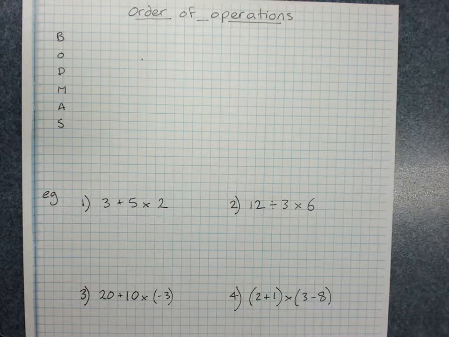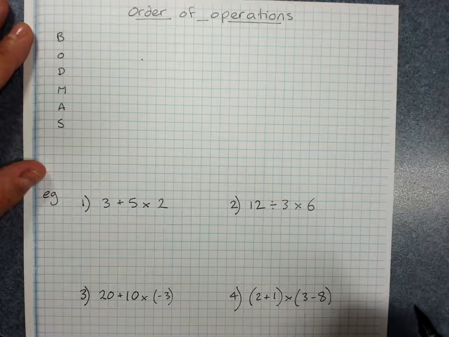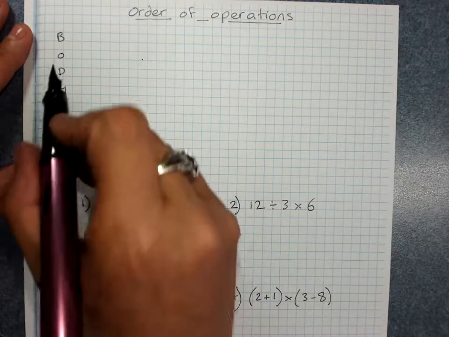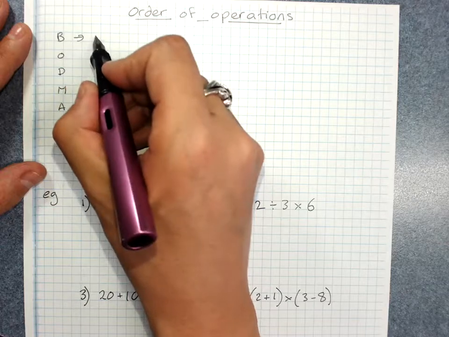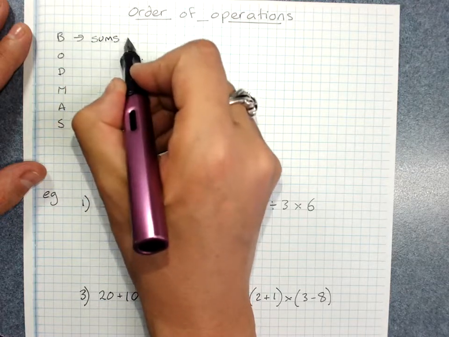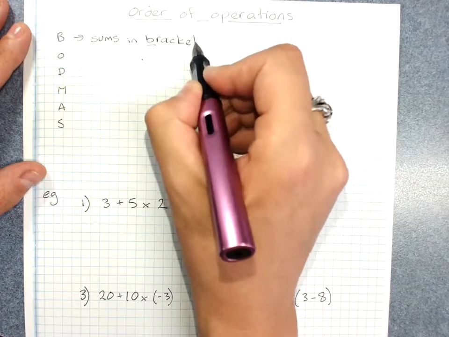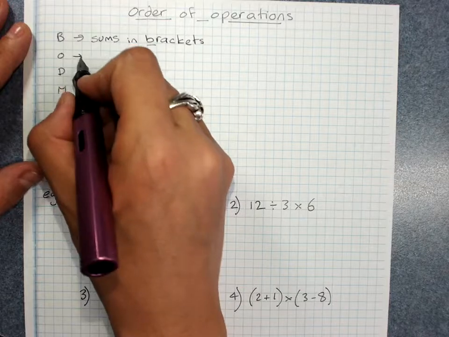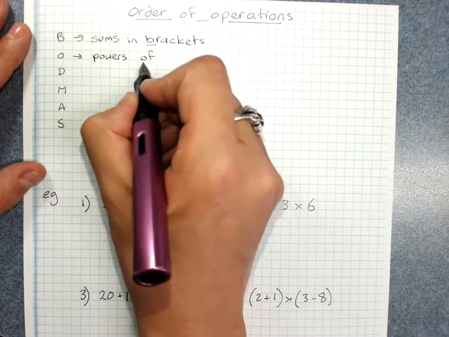Order of operations. Just very quickly going back over order of operations. When you're doing more than one sum, so there's more than two numbers, what order do you deal with them in? So remember our old friend BODMAS. Any sums in brackets, you do those first. Then O, any powers of numbers.